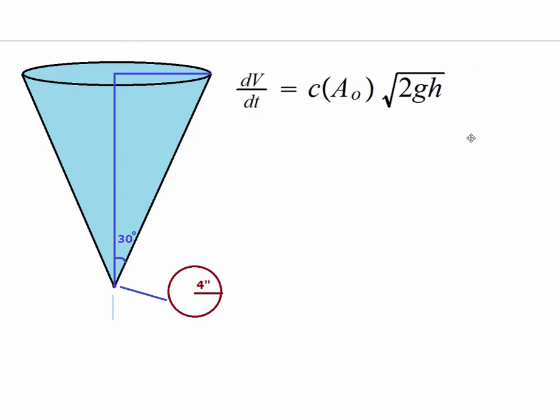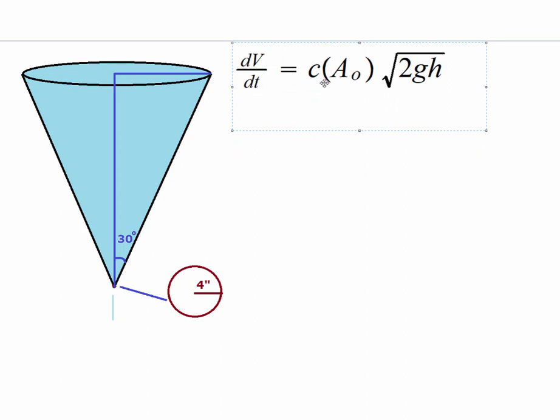of change of volume is an empirical constant, and I think this constant should be between 0 and 1, times the area of the opening times the square root of 2gh, where h is the height of the cone, or height of the fluid in the cone. I think it'll be better if we just put a negative sign here, because I did say that this constant is between 0 and 1. Okay, so A0 we can easily calculate.